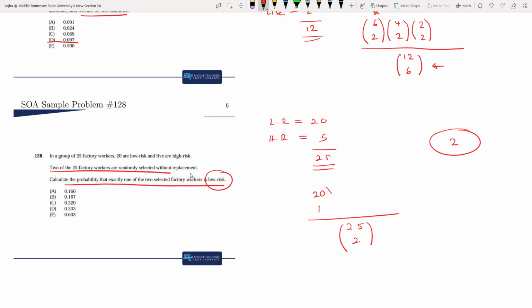20 choose 1, because there are 20 low risk workers, and we choose 1, and then the rest coming from the high risk. And the rest is actually only 1 more worker because sample size is 2. So this would be the way you get the probability. When you solve this, I leave you to do that. You should get 0.333 as solution. Okay, that's all. We meet again in module 3. Thank you.